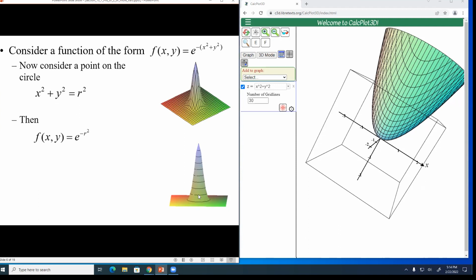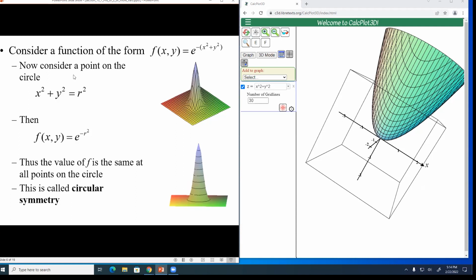But this x squared plus y squared term is what creates this roundness. So whenever you see an x squared plus y squared term, you can look for some kind of circular symmetry. So these are just things that we look at.